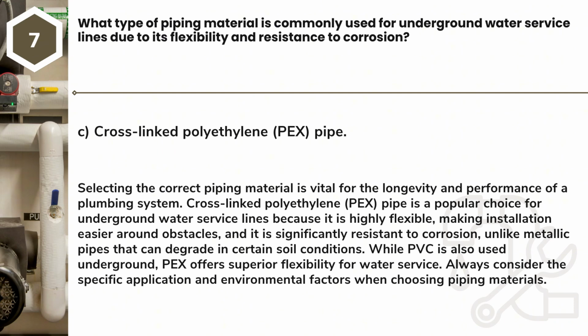Selecting the correct piping material is vital for the longevity and performance of a plumbing system. Cross-linked polyethylene, PEX, pipe is a popular choice for underground water service lines because it is highly flexible, making installation easier around obstacles, and it is significantly resistant to corrosion, unlike metallic pipes that can degrade in certain soil conditions. While PVC is also used underground, PEX offers superior flexibility for water service. Always consider the specific application and environmental factors when choosing piping materials.